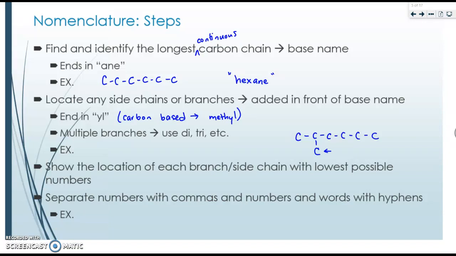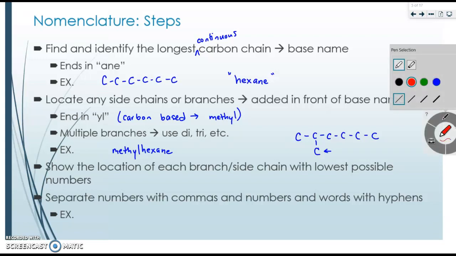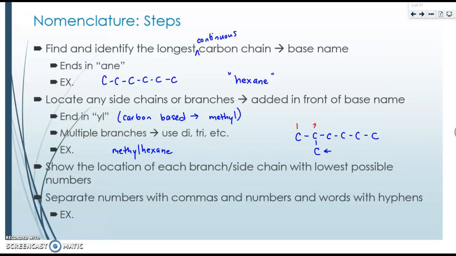Now I'm saying, okay, that carbon is not part of the main chain, so it requires a different ending and has to be labeled. So that is a methyl group. And it's still hexane for the base, so it would be a methylhexane. You also then have to show the location of each branch or side chain with the lowest possible numbers. So technically I could number this 1, 2, 3, 4, 5, 6, or 1, 2, 3, 4, 5, 6.